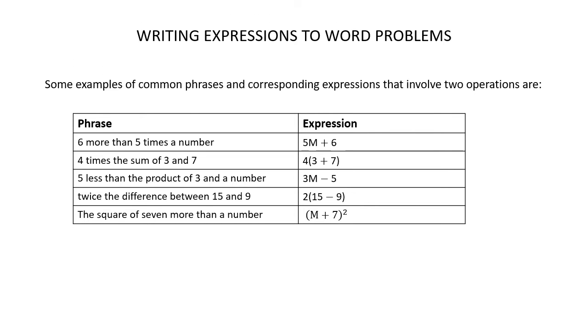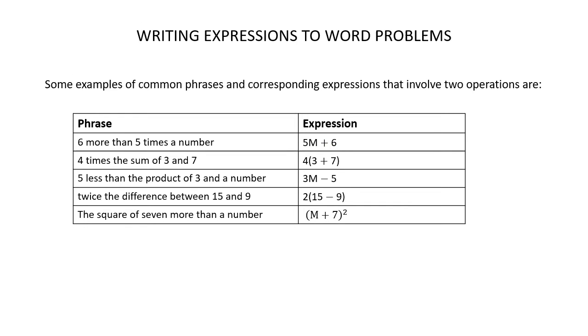Let's learn how to write mathematical expressions to some common phrases in a word problem that involves two operations. Let's look at this phrase. 6 more than 5 times a number. Let the number be m. Then 5 times a number is written as 5 multiplied by m, which is 5m. 6 more than 5m means you have to add 6 to 5m. So 6 more than 5 times a number is written as 5m plus 6. You have to add 6 to 5 times the number. So 5m plus 6.